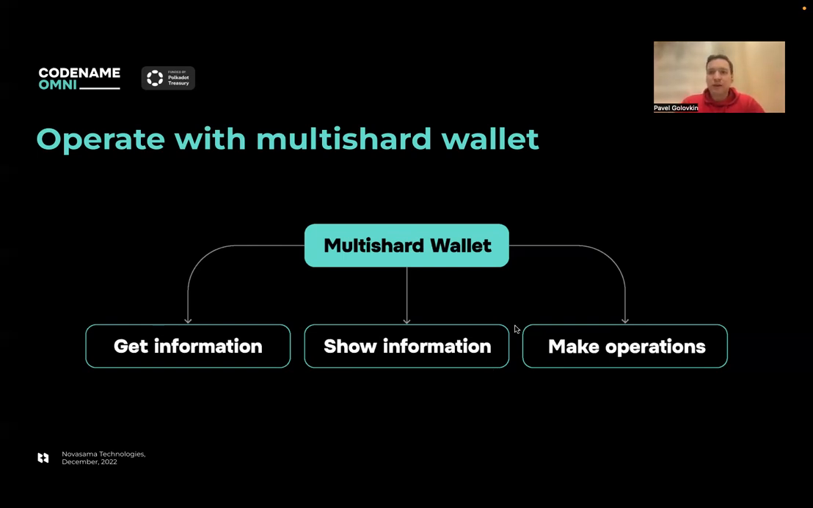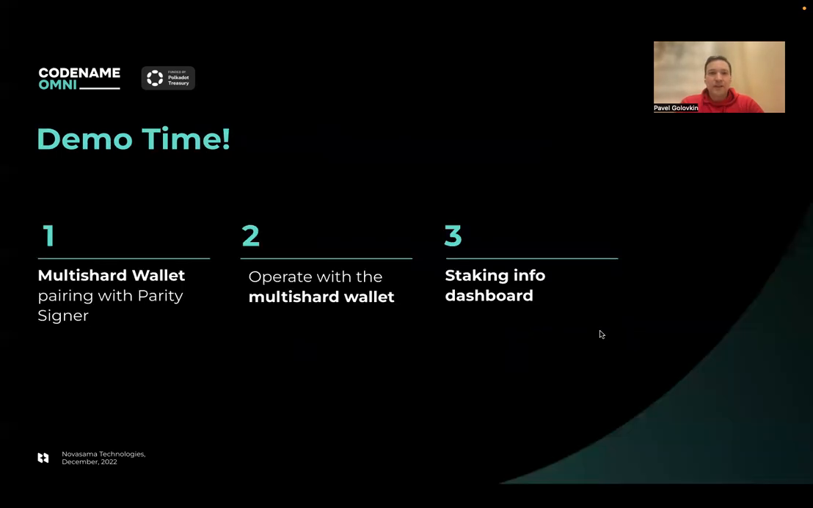And also, making operations with a multi-shard wallet is not an easy task, because it's not a single transaction as a result, but as many transactions as the shards I have in the wallet. For example, if I make a transfer from 50 accounts, I have to make 50 transactions. So yeah, these questions will be shown and will be solved in the future. And now let's proceed with a demo.